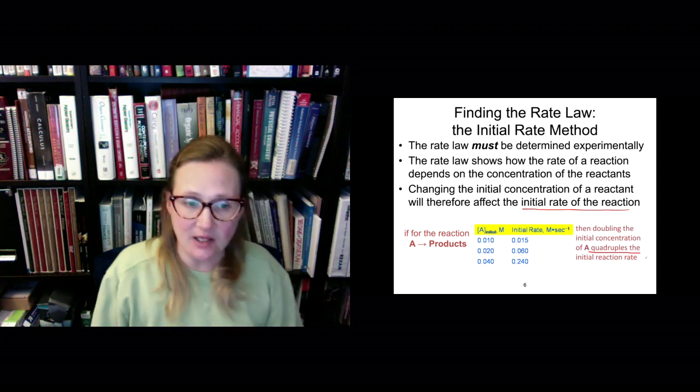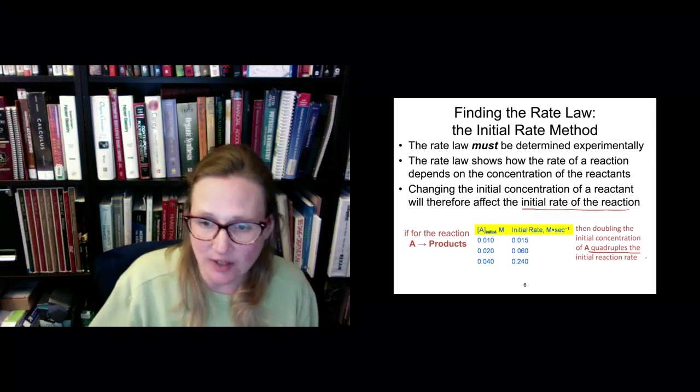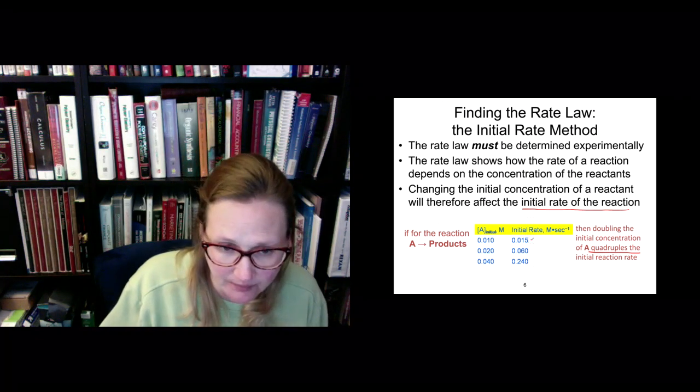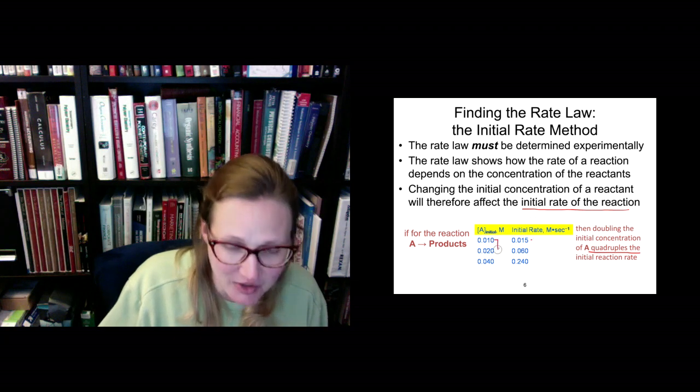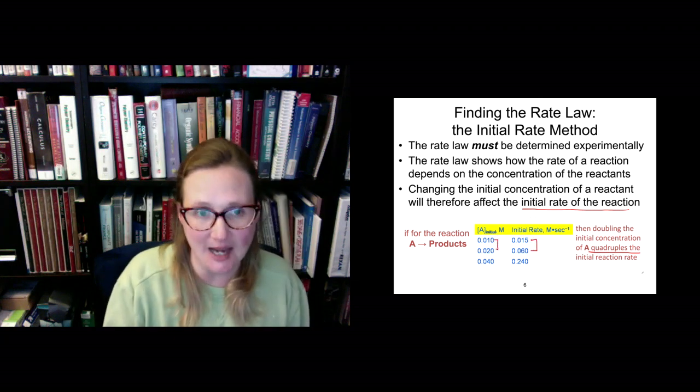All right, and then let's look at this one. So here we have A going to products. We're going to double the concentration, which quadruples the rate. Right, so what does that mean?